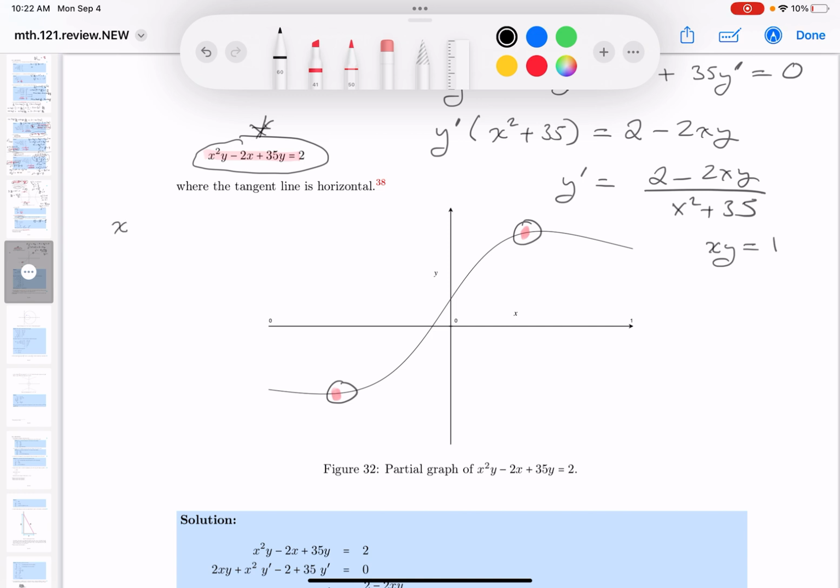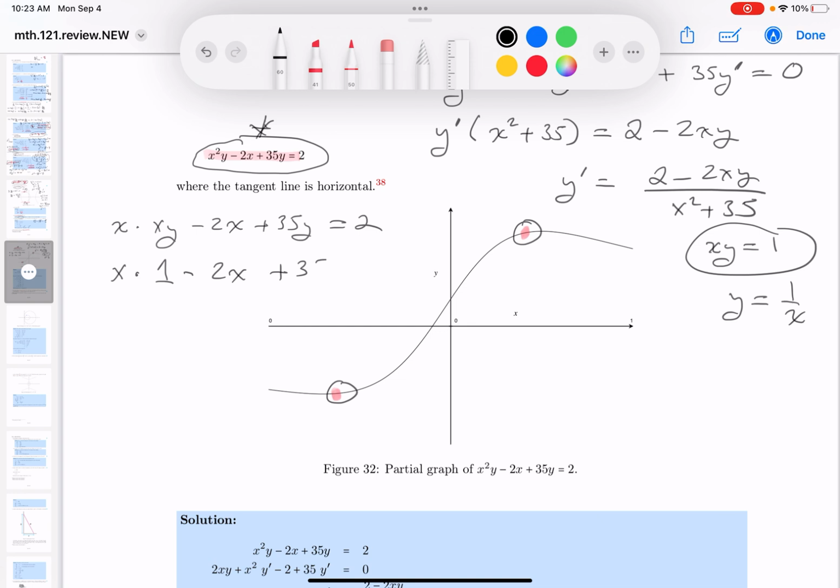So it's going to be x times xy minus 2x plus 35y is equal to 2. I'm going to use this in this equation now. You get x times xy. What's xy? It's the number 1. Minus 2x. I've got troubles now. I don't want 2 letters, I want 1 letter. So what's y equal to? y is equal to 1 over x. So y is 1 over x. It's 35 over x, and that equals the number 2. What am I going to do now? Multiply both sides by x. You get x squared.